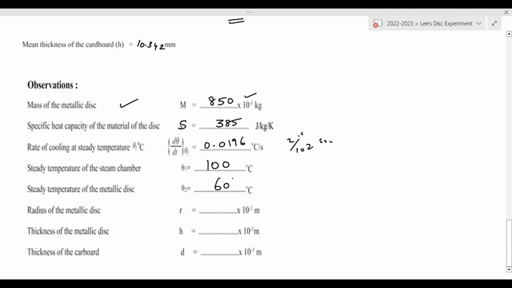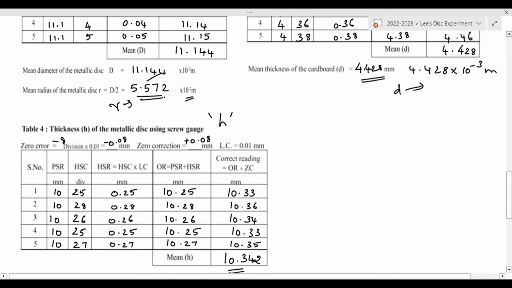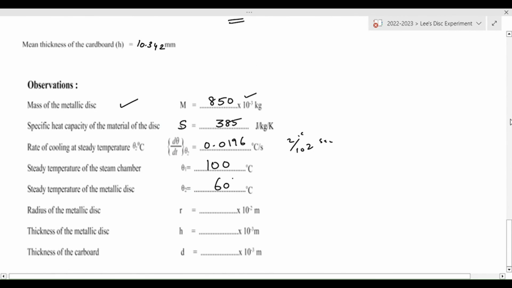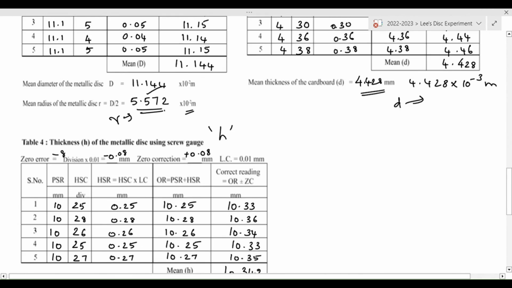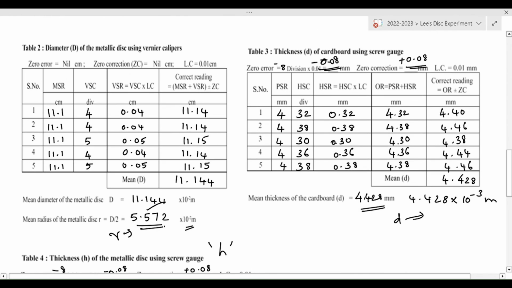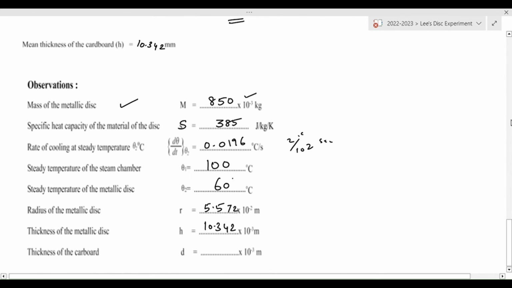The radius of the metal disc is 5.572 × 10^-2 meter. H is 10.342 × 10^-3 meter. And then the thickness of the cardboard is 4.428 × 10^-3 meter.